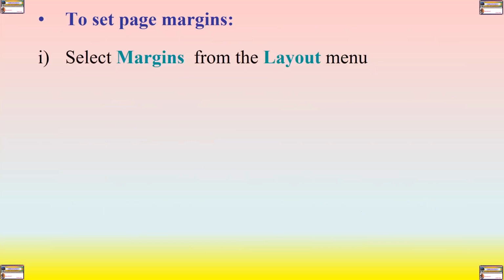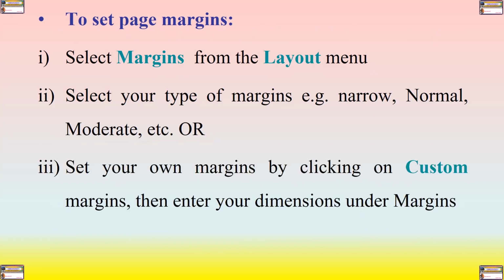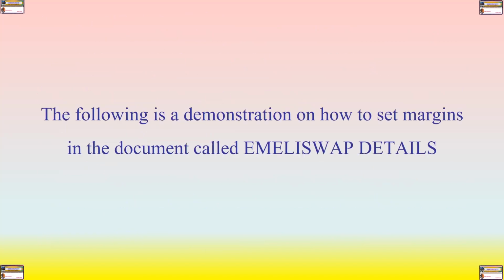So to set the page margins, you select the margins from the layout menu. Then select your type of margins, for example, narrow, normal, moderate, etc. Or you set your own margins by clicking on custom margins. Then enter your dimensions and margins. Then you click OK. So let's see how we can set the margins for our document with the title, Emily Swap Details. So this is what we can do.